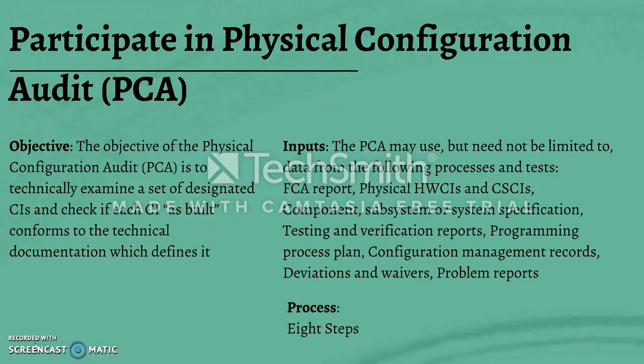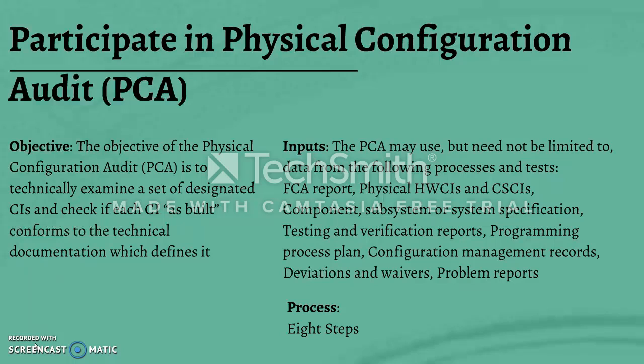The second activity will be participate in physical configuration audits, PCA. The objective of this physical configuration audit is to technically examine a set of designated CIs and check if each CI as built conforms to the technical documentation which defines it.